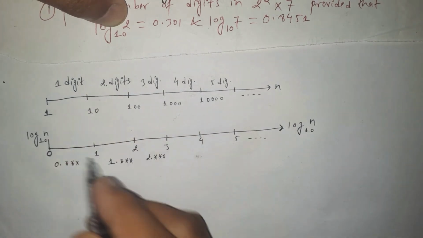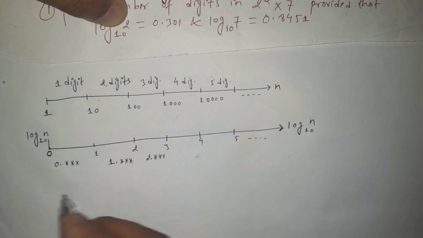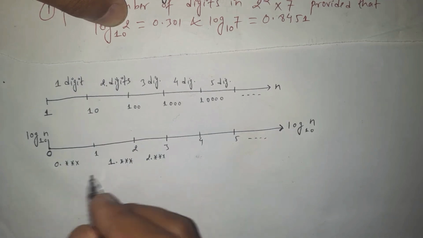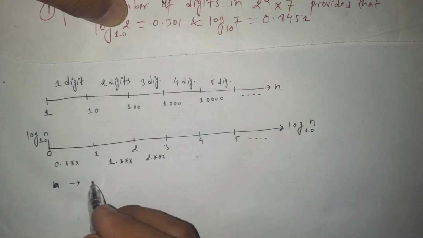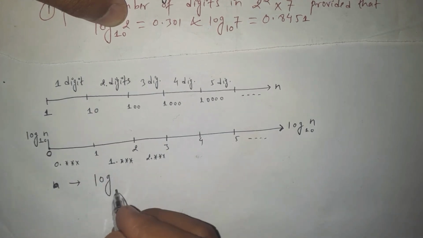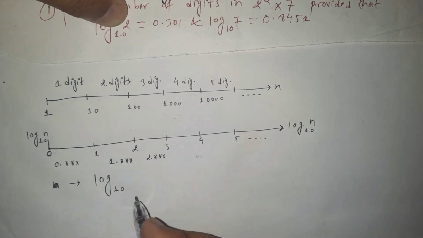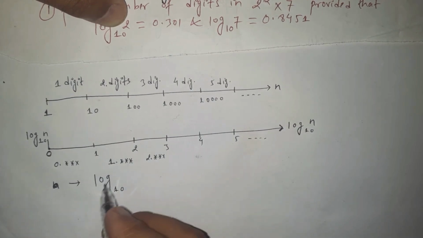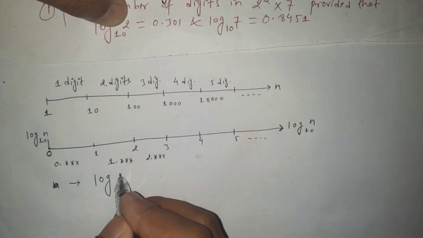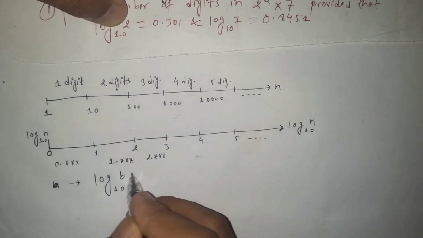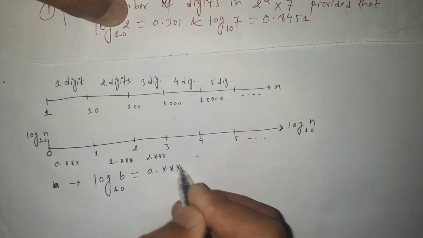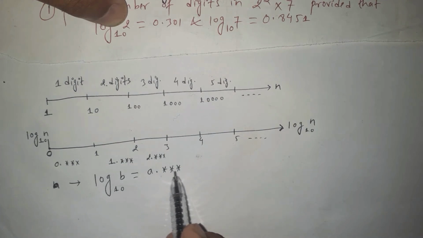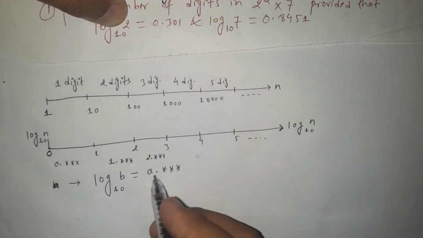By observing this pattern, let's write the generalized formula. Take a log with base 10. Here the base of the logarithm should be 10. Log with base 10 of a number b, if this value is a point something, then the number of digits will be a plus 1.